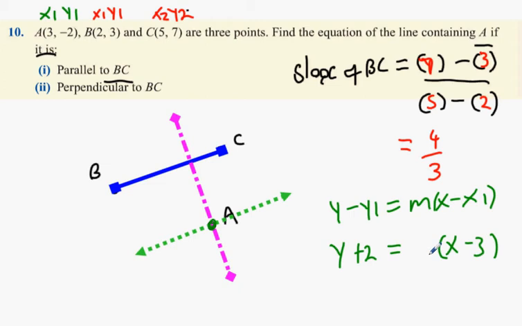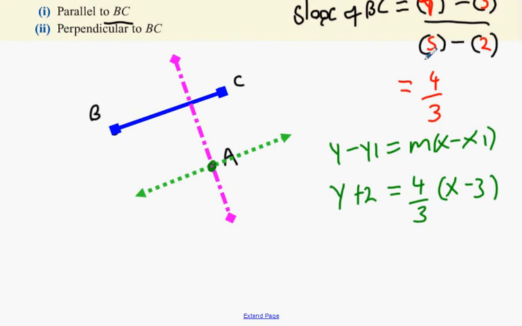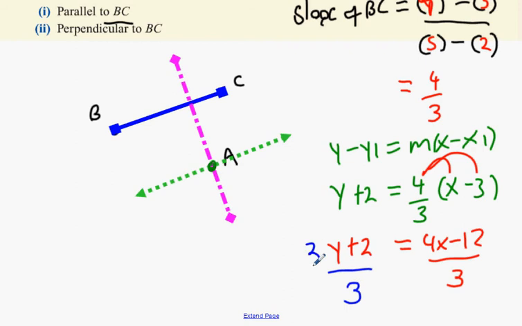Can I make class explain why it's 4 over 3? It's in the same direction as the blue line, BC. Now, how'd you do this out? So 4x minus 12 all over 3. What else do we need to do? What's stopping us from doing this question at the moment? The common denominator. 3 on top, 3 on the bottom. What happens to the 3's? Cancel. So we're going to have 3y plus 6 equals 4x minus 12.